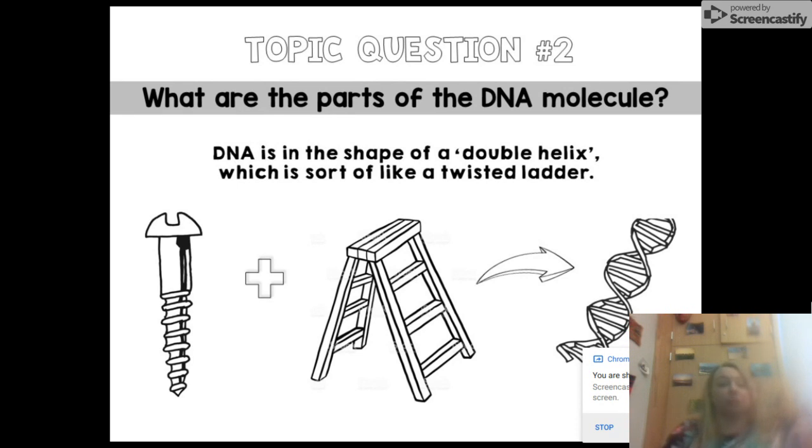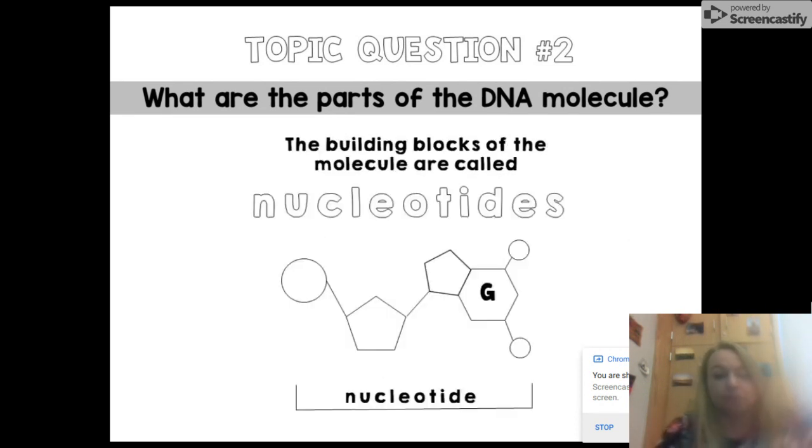DNA is in the shape of a double helix. That's kind of like a twisted ladder. And here, the screw shows you how the DNA is twisted. And the ladder, if you think back, is like how you had the sugar phosphate sides of the ladder, and then the rungs were those nitrogenous bases: adenine, thymine, cytosine, and guanine. And if you remember, those were held together by bonds called hydrogen bonds.